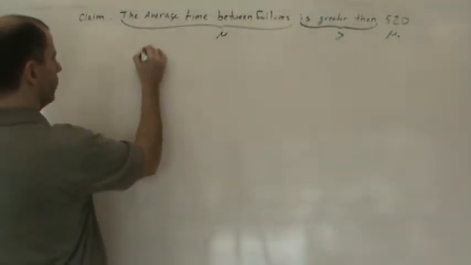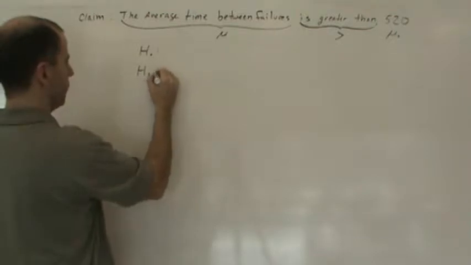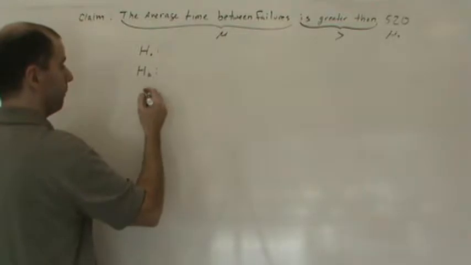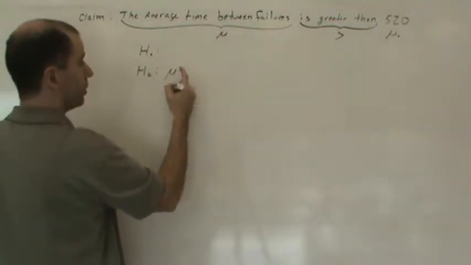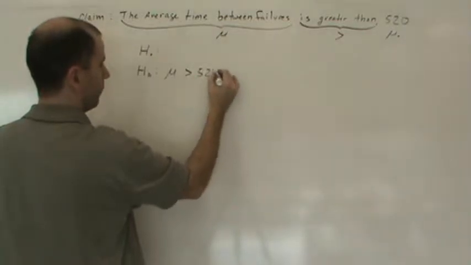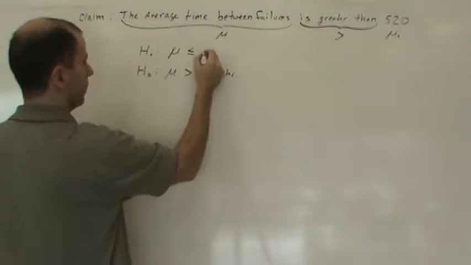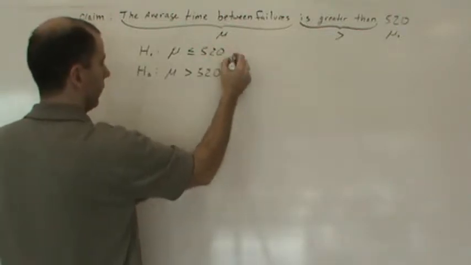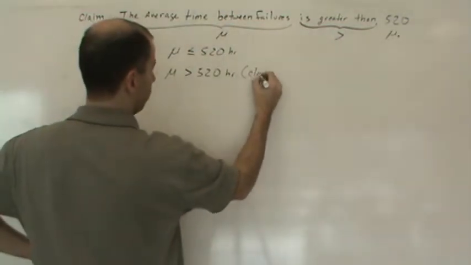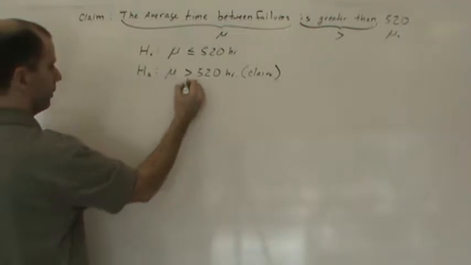So again, we're looking at these computer components, and we're looking at the time between failures. And so last time we knew, based on the claim, that the claim was the alternative hypothesis because of the way it's framed. So this would be mu greater than 520 hours versus mu less than or equal to 520 hours. And so this is our claim. Okay, and we're doing a right-tailed test.